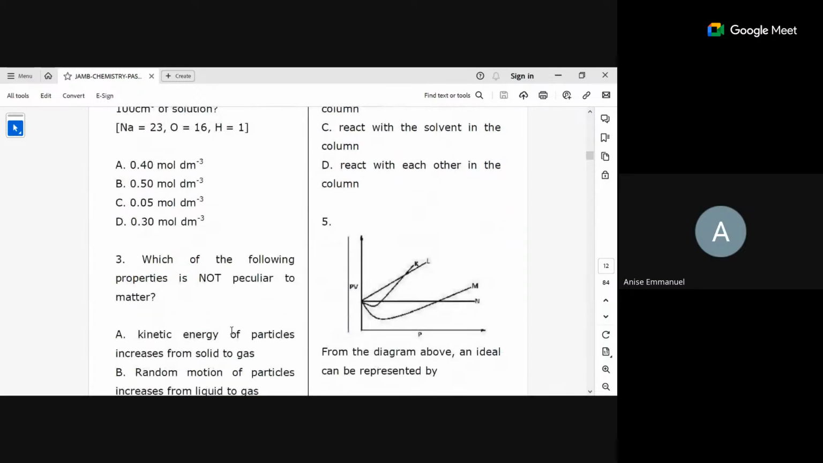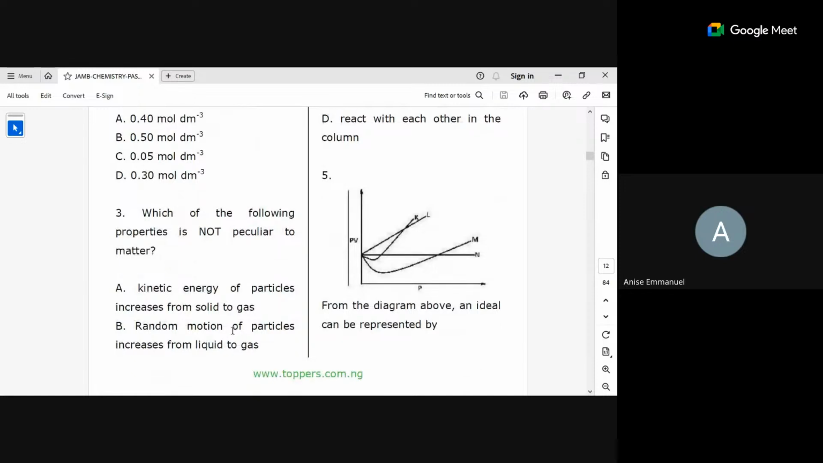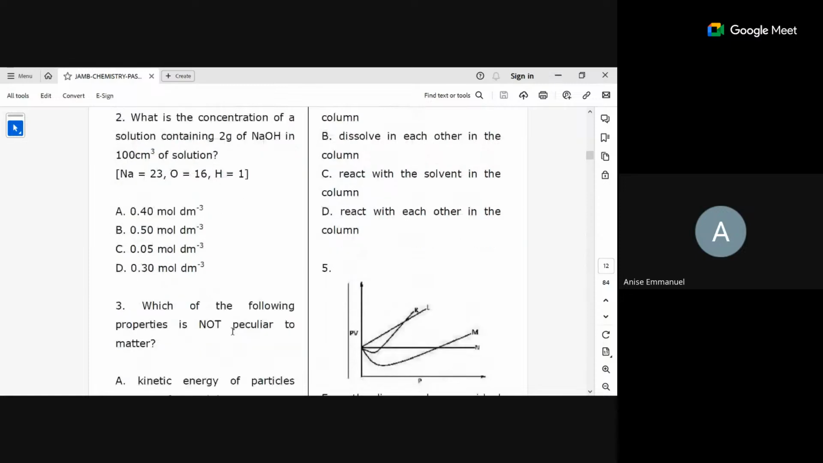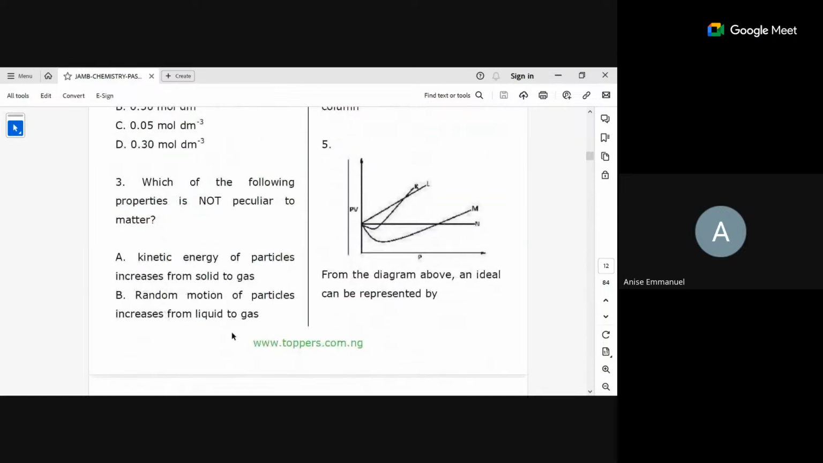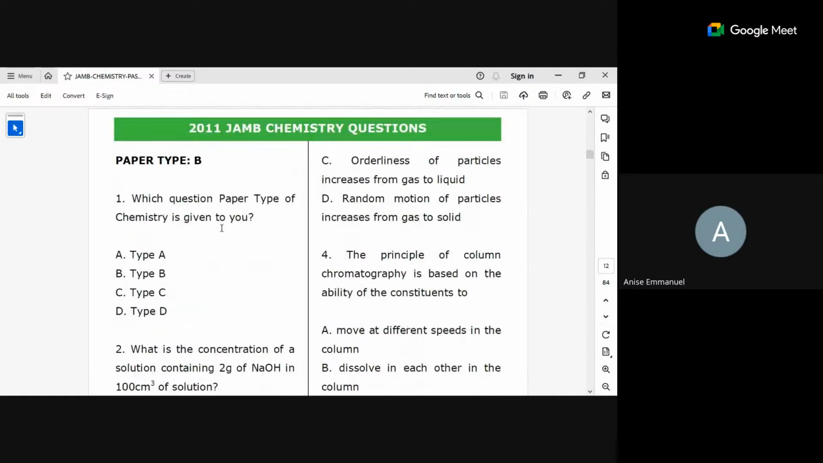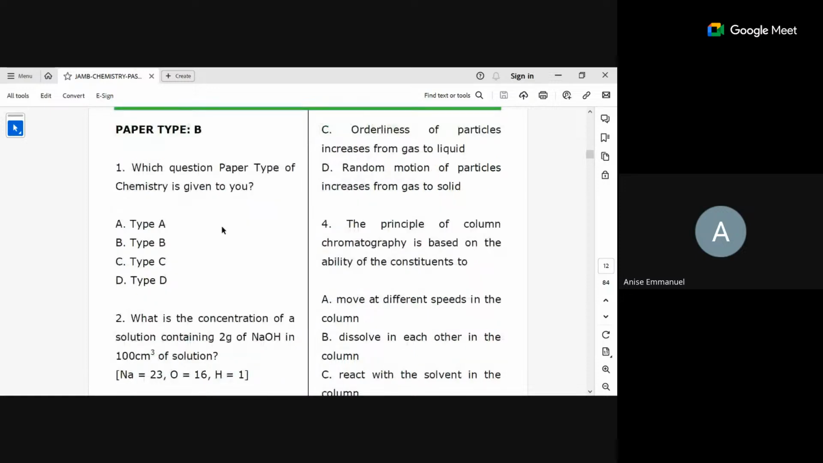Good. Now let's look at number 3. Which of the following properties is not peculiar to matter? When you are answering this kind of question, you will not be expected to use more time compared to the time we used in number 2. Option A says kinetic energy of particles increases from solid to gas. B, random motion of particles increases from liquid to gas. C says orderliness of particles increases from gas to liquid. And D, random motion of particles increases from gas to solid.